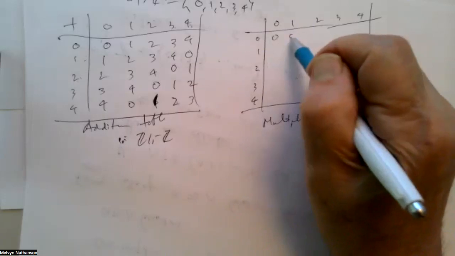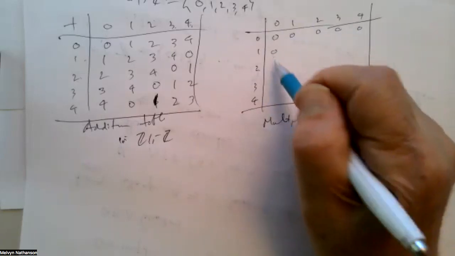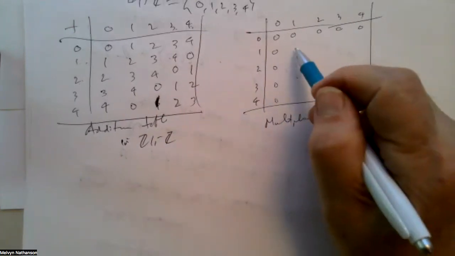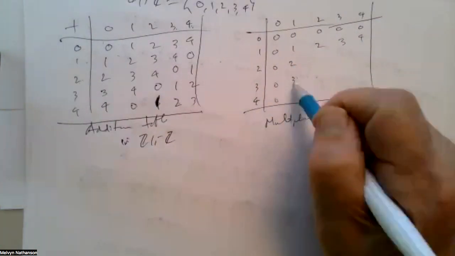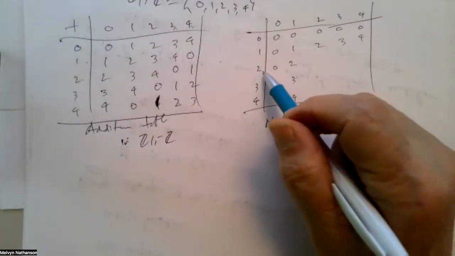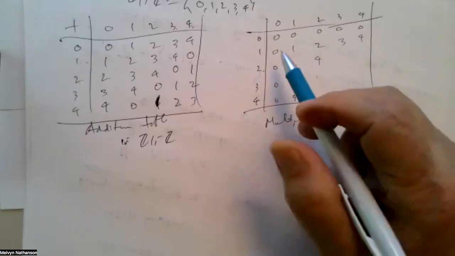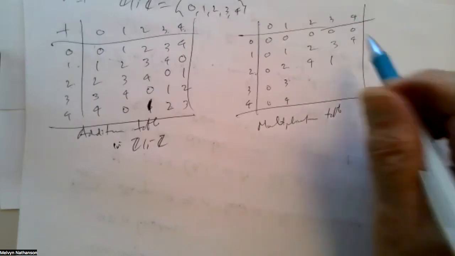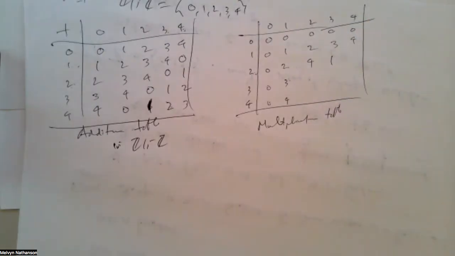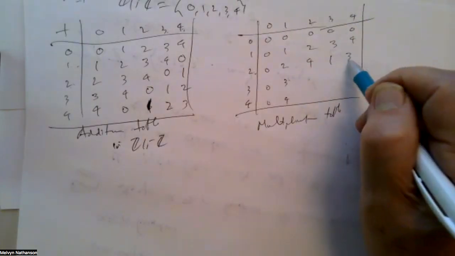Well, 0 times anything is 0. That's easy. And multiplying anything by 1 doesn't change it. 1 times 1, 1 times 2, 1 times 3, 1 times 4. 2 times 1, 3 times 1, 4 times 1. 2 times 2 is 4. 2 times 3 is 6, which is congruent to 1 mod 5. 2 times 4 is 8, which is congruent to 3 mod 5.